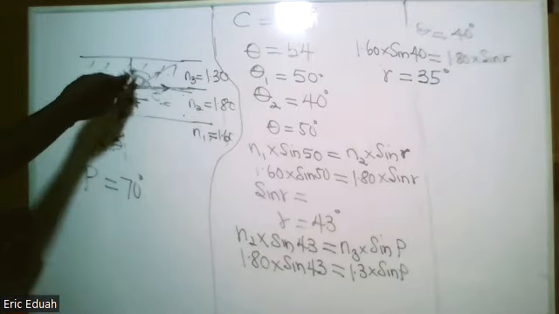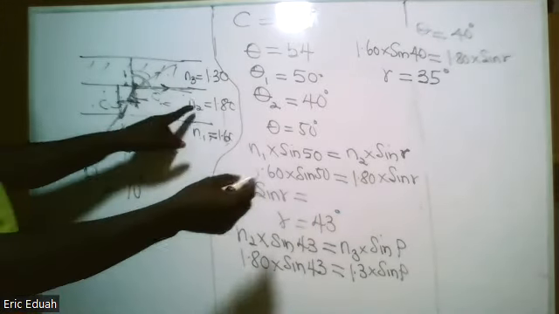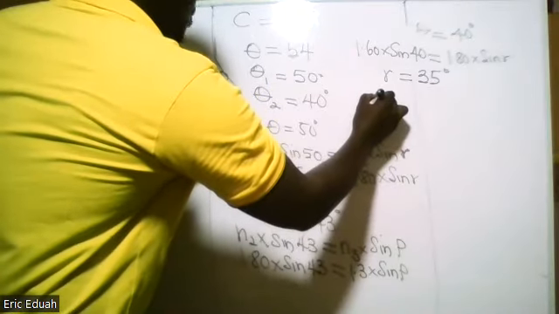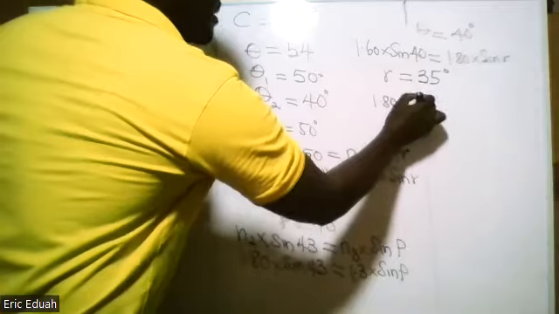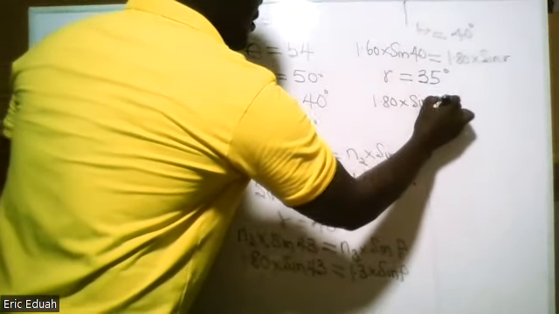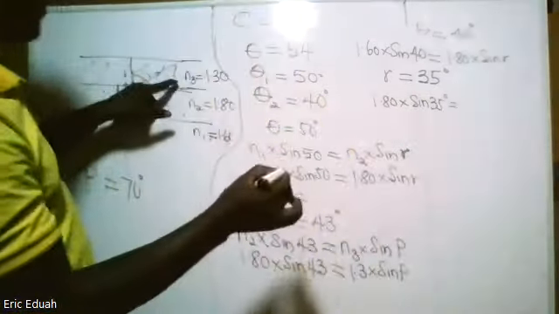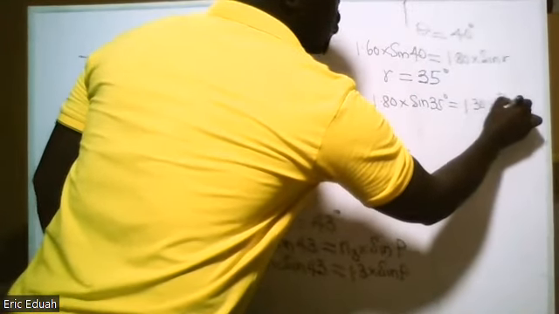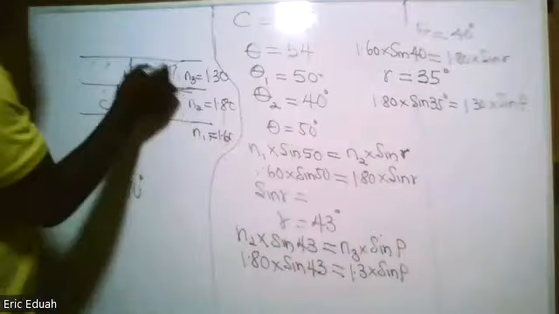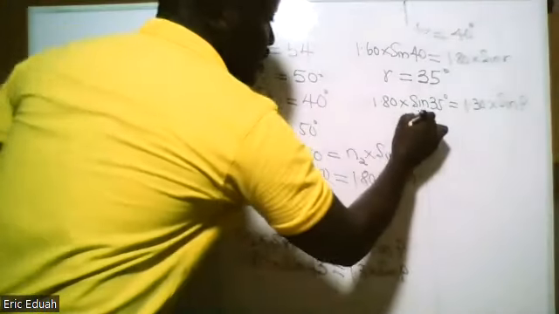Okay, let's see what will happen to the other side too. So then 1.8 times sine of 35 is equal to 1.3 times sine of, I don't know, P. We don't know what will happen. Let's find P.